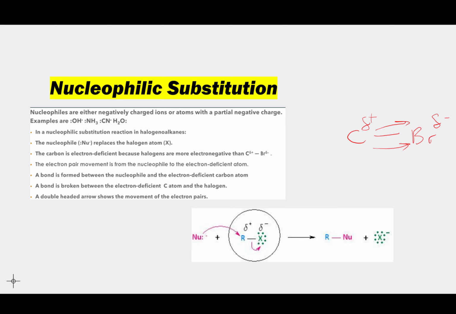So the electron pair movement is from the nucleophile to the electron deficient atom. So we're going to be looking at that. A bond is formed between the nucleophile and the electron deficient carbon atom. A bond is broken between the electron deficient carbon atom and the halogen, and a double-headed arrow is always shown for this, because there's always a movement of two electrons. So as it's saying here, the nucleophile here.